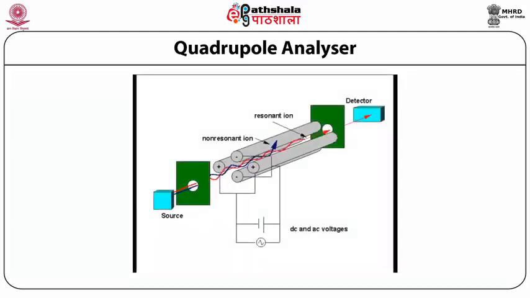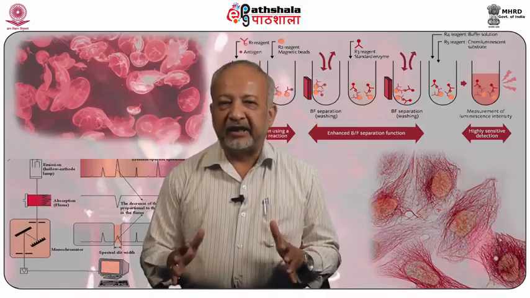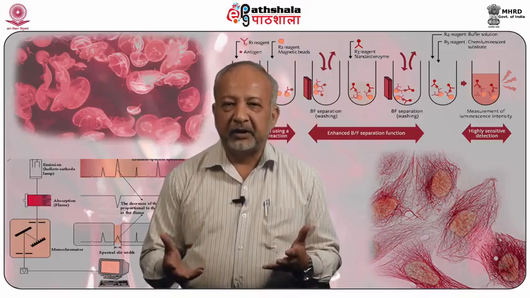In a quadrupole analyzer, as I told you, 4 parallel rods are placed in a closed chamber and the ions from the ion source enter the quadrupole, and passing through this quadrupole in a wave fashion they reach the detector after getting separated as per the mass to charge ratio. The DC and AC voltages are applied which help in the resolution of the ions as per their mass to charge ratio. The quadrupole analyzers, as I told you, are the most commonly used analyzers in modern mass spectrometry.